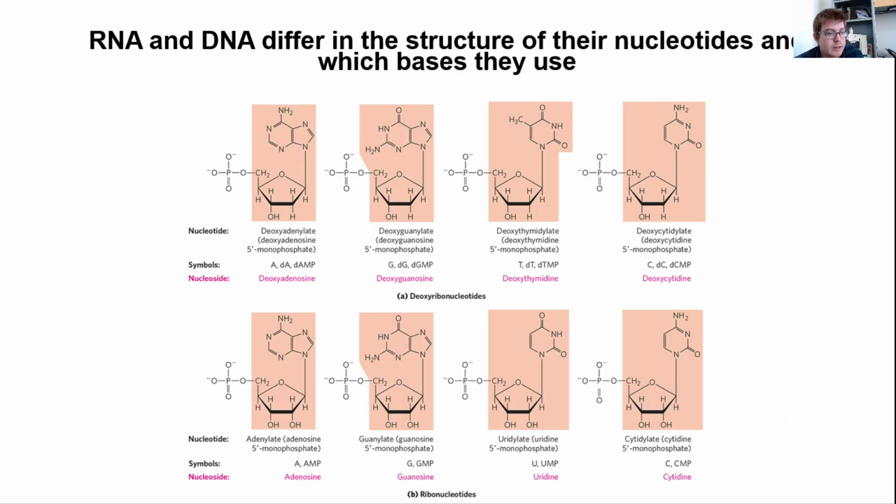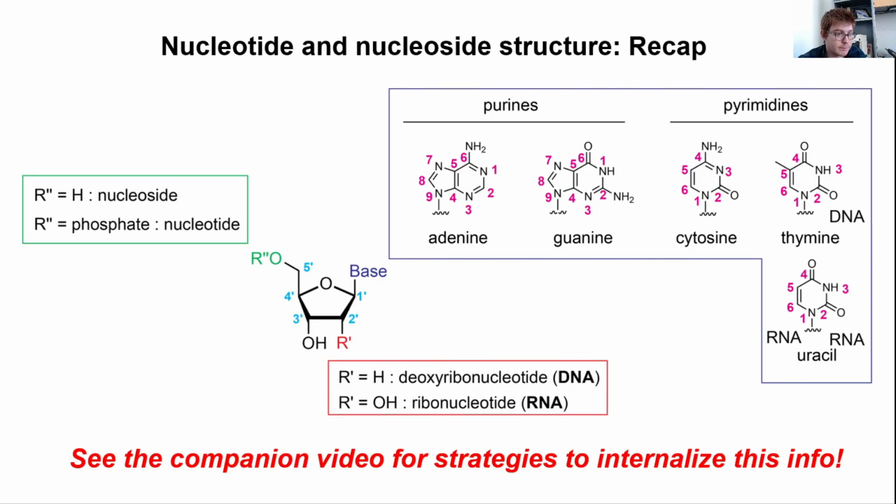In addition, the choice of bases, as I mentioned before, is distinct for DNA and RNA. So DNA uses adenine, guanine, thymine, and cytosine for its bases, whereas RNA uses adenine, guanine, uridine, and cytidine for its bases. And so that U versus T is another important distinction of the RNA polymer compared to the DNA polymer. And that's something you're going to want to know as well.